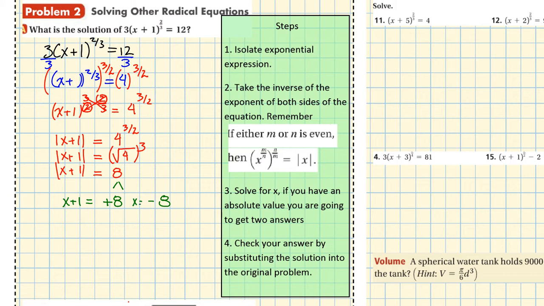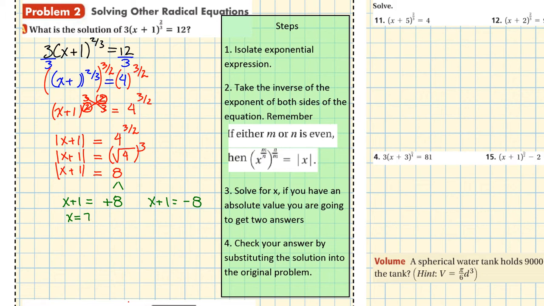Now, it's easier to change the 8 than it is to try to change the x plus 1. That's the reason why we did it. Okay, it still means the same thing. And when we solve, we get x is equal to 7 and x is equal to negative 9.